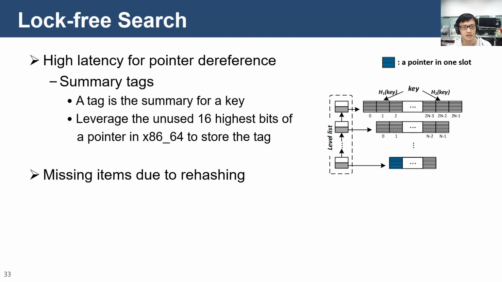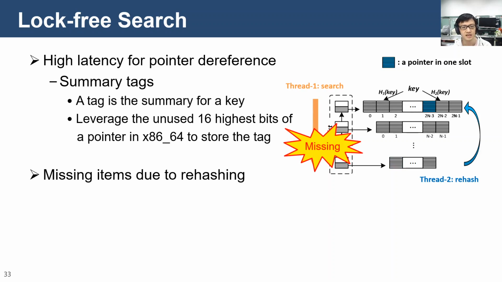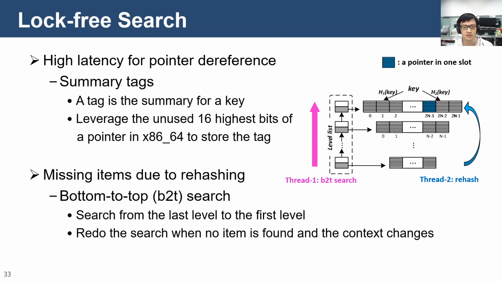The second problem is missing items due to the rehashing. As shown in this example, the matched pointer for thread 1 is moved by thread 2, thus leading to missing or inserted items for thread 1. To avoid missing items, we propose bottom-to-top search, that is, searching from the last level to the first level. When no item is found and the global context has not changed, which indicates items may be rehashed to a new level, we redo the search.